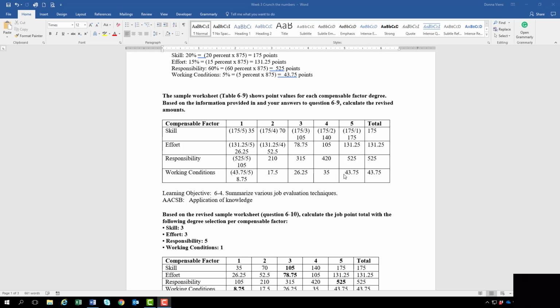So we know that at 5, the perfect skill level, is going to get that 175. So 175 divided by 1 is going to give us that 175. That's always going to be, in 5, the maximum amount. And then we just go backwards. Divide by 2 gives us 140, by 3 gives us 105, by 2 gives us 70, by 1 gives us 35. So if you have the least amount of skills in this job, you're only going to get 35 points here. And we do the same thing for effort. We always start here, and number 5 is going to be the maximum amount, and we back our way through each of these.